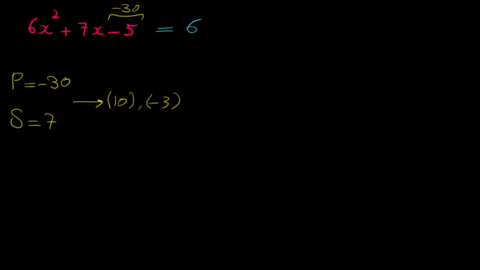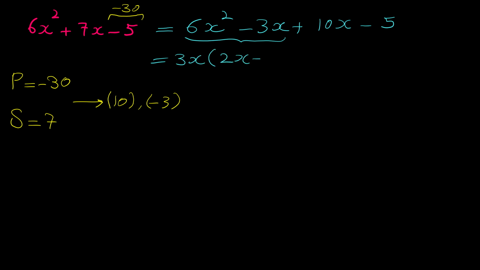Here, 6x to the 2 we have. Then you can put 10x minus 3x, or you can say negative 3x plus 10x. If we factor from these two first terms a 3x, because 3x is common, then we have 2x minus 1. And if you look at these two, if you factor 5, then you have also 2x minus 1.